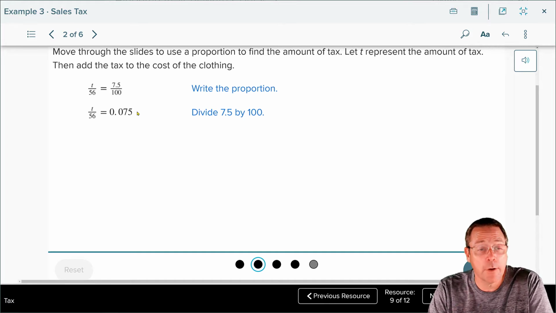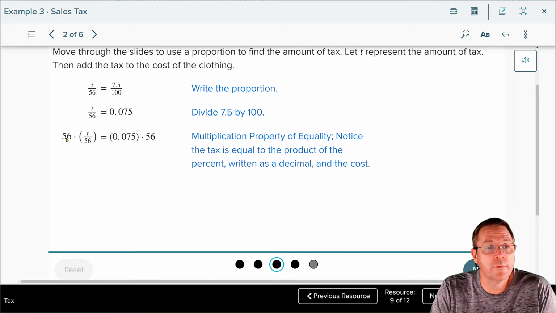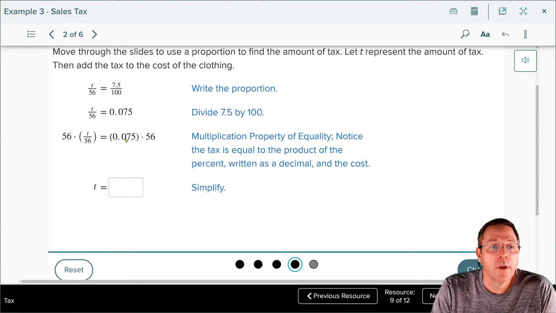Next, we're going to isolate our variable. T is being divided by 56, so we're going to multiply both sides by 56. You do it on the left, you do it on the right. The 56 on the left is going to divide out, leaving T, and all that is left for you to do now is multiply the 0.075 times 56.